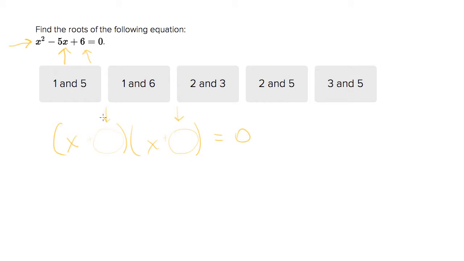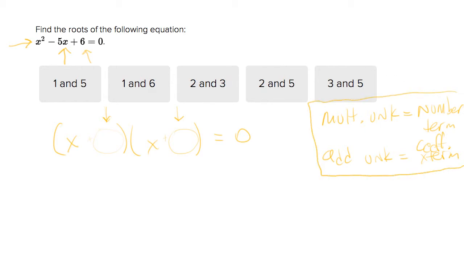The rules of what go in those buckets are: when you multiply the two unknowns, you should get the numerical term. And if you add the unknowns, you should get the coefficient on the x term. This is what most people have memorized when it comes to factoring. This is kind of a shortcut.